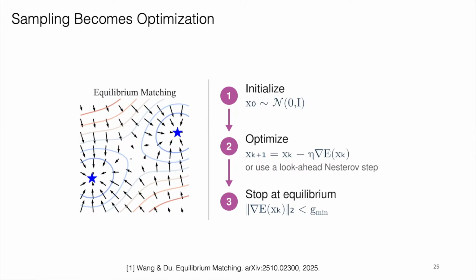And then in terms of how you actually sample from these models, you just initialize some generation from Gaussian noise, and then you can run some type of gradient-based optimization, and then you can just stop when the magnitude of the energy function is below some value g.